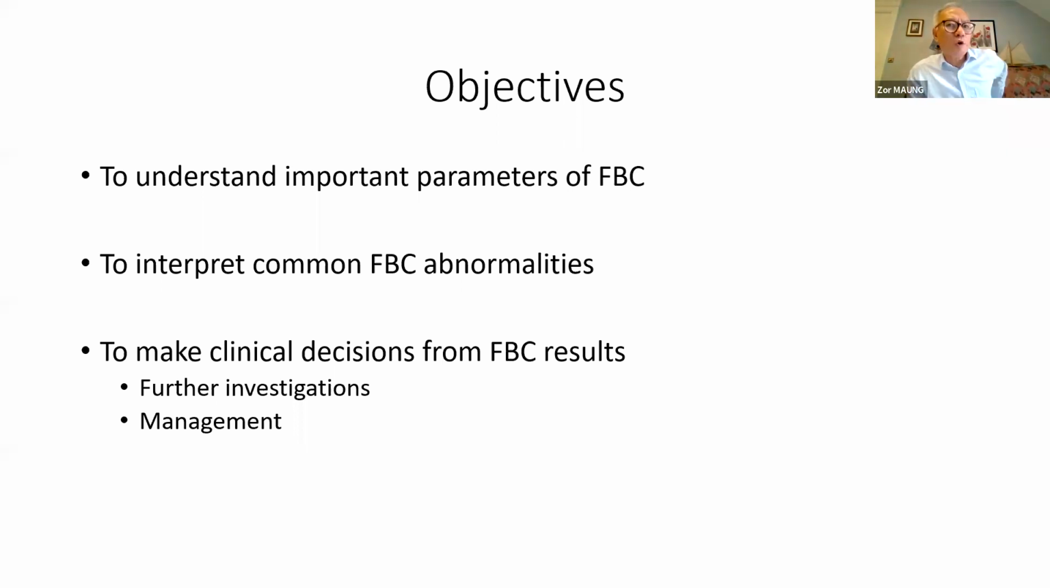The webinar objectives. Number one is to understand the important parameters of the full blood count. There are many measurements: hemoglobin, red cell parameters such as MCV, red cell count, hematocrit, white cell count, platelet count, and blood film. At the end of the session, you should be able to interpret full blood count abnormalities, the results, common diseases and conditions, and identify and interpret the full blood count results to guide clinical decisions, whether to investigate, manage, or refer to a hematologist.